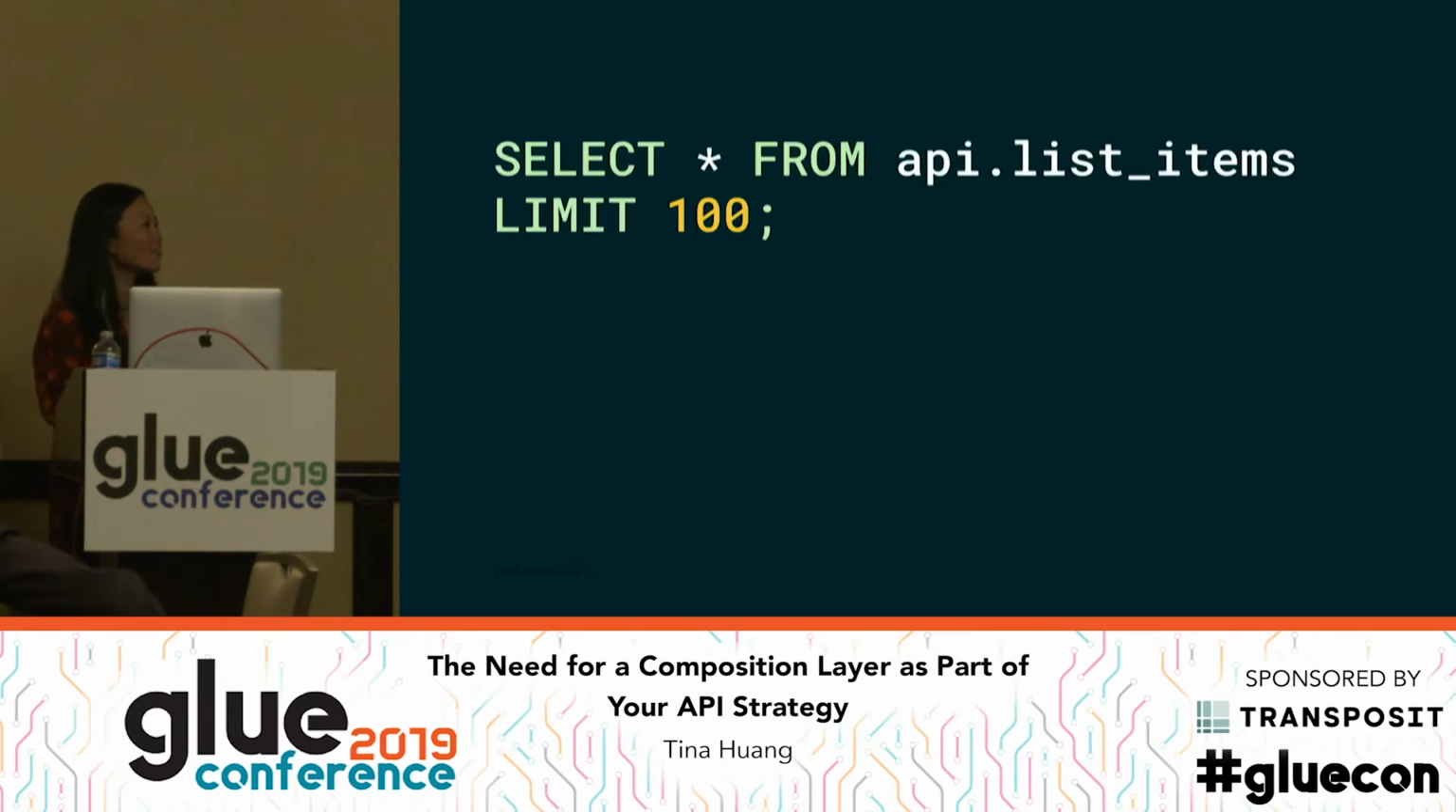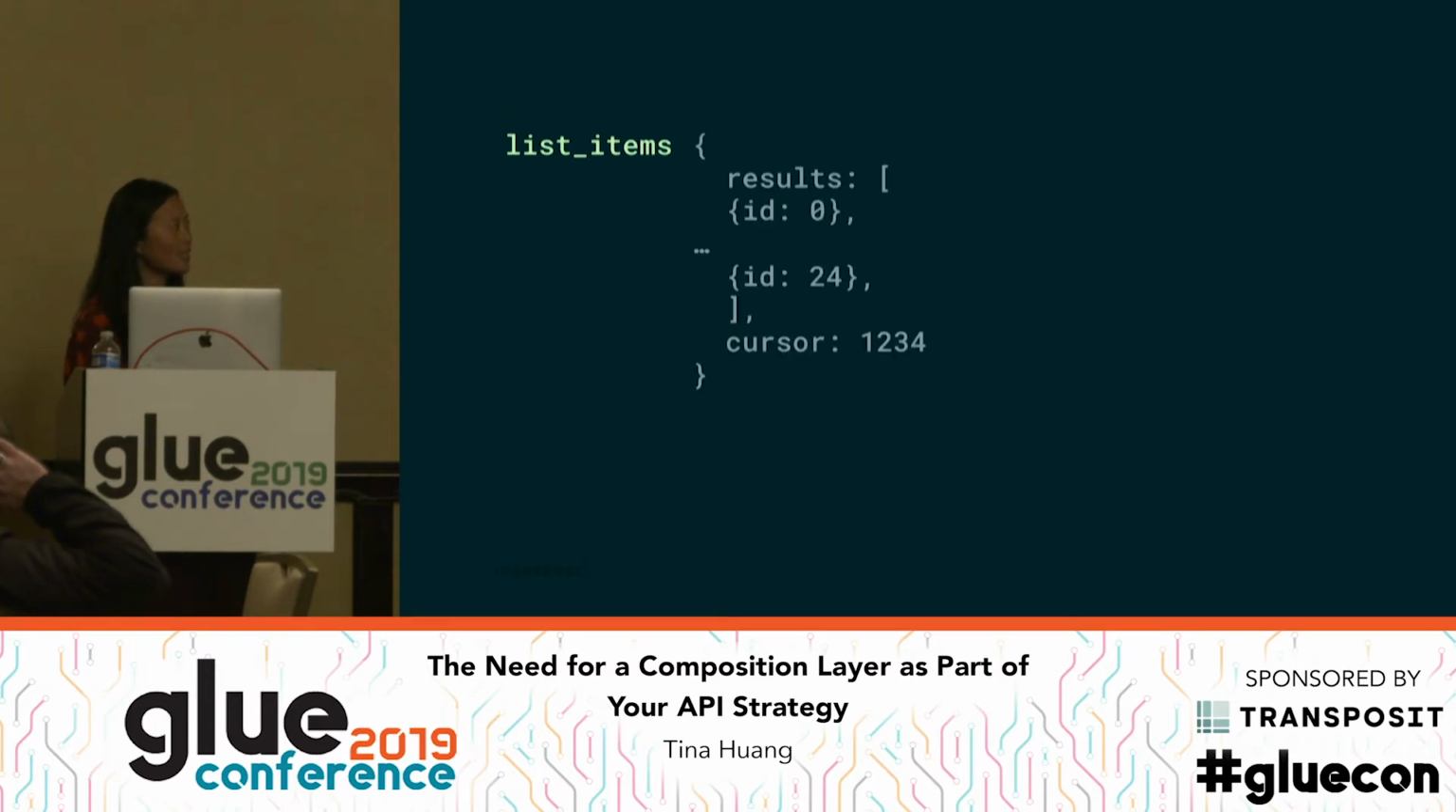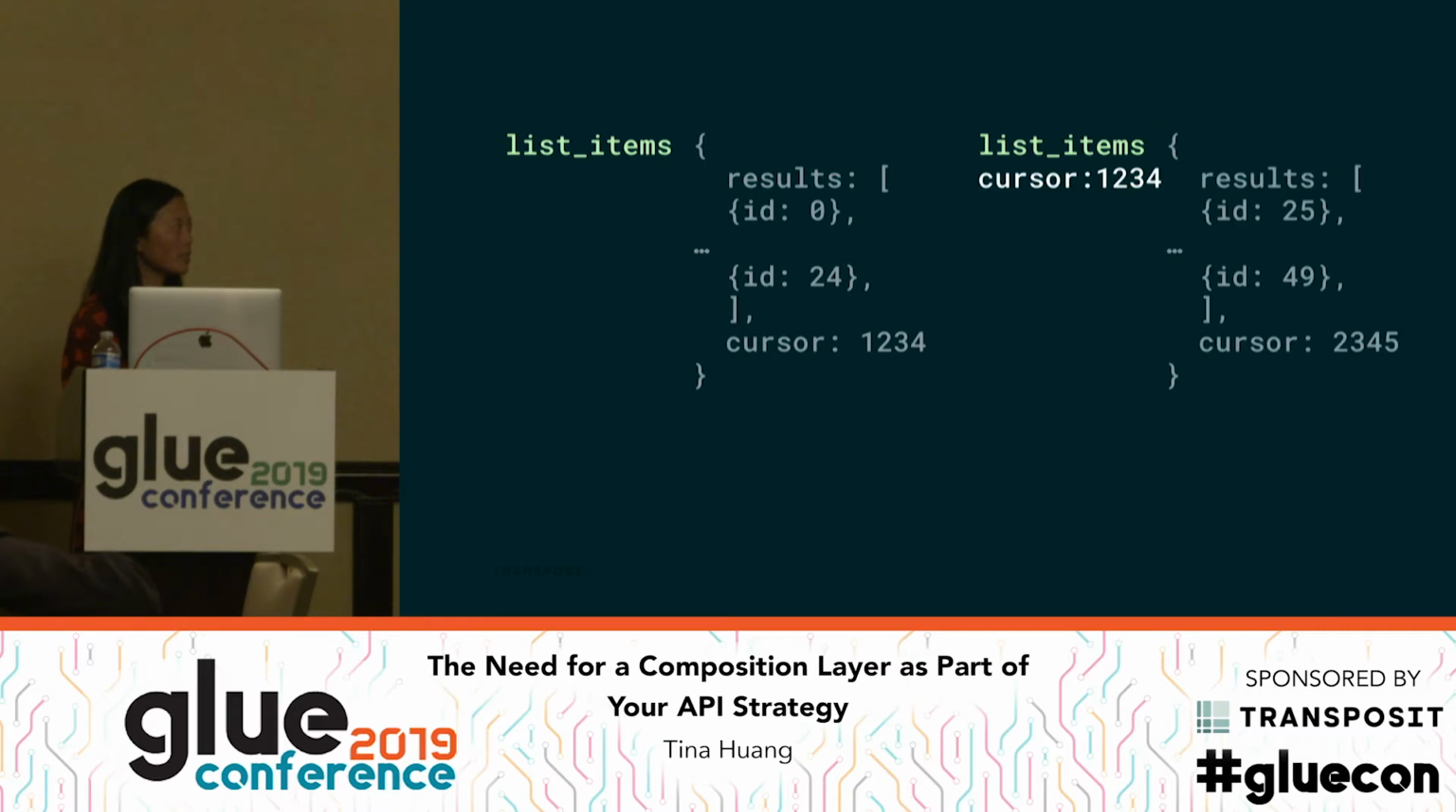And then imagine something that really should be pretty basic. I just want to get a few more results. Well, suddenly, we go to this world where you call list items, you get a set of results, and you're like, didn't get as many as I want. Let me grab that cursor out, pass it to another call, get another set of results, and then stitch these all back together in the end.